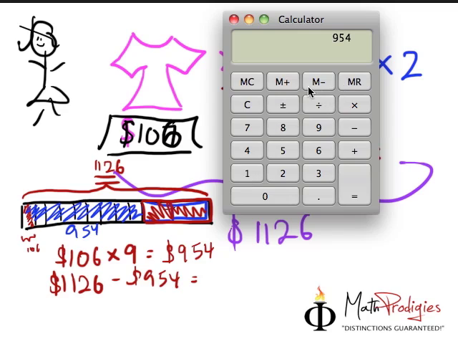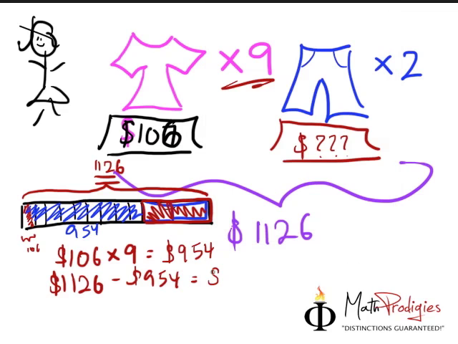Therefore, 1126 minus 954 equals $172. That means 2 jeans cost you 172.